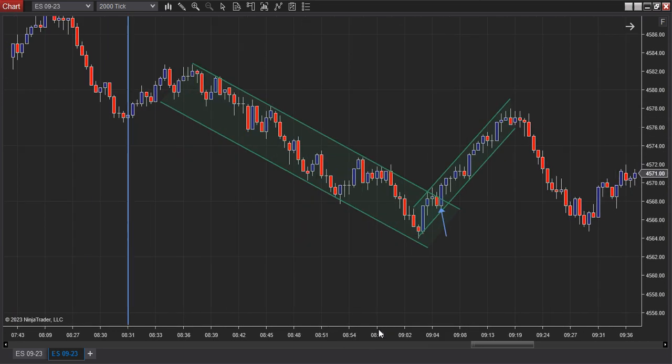Things to look for: lower highs in a bear, higher lows in a bull, bars closing at or near their highs or lows with follow through, pullbacks that don't go anywhere, and good strong trend bars.